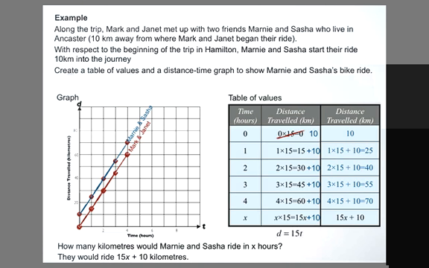The equation which would represent Mark and Janet would be d is equal to 15t, or the distance they've traveled is 15 times the time. The equation which would represent Marty and Sasha would be d is equal to 15t plus 10, or their distance is equal to 15 times the amount of time ridden plus 10 kilometers, because they started 10 kilometers away.